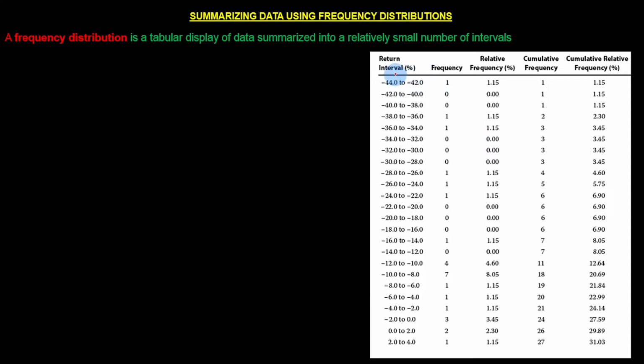And as you can see, we have a number of intervals here and a bunch of other columns that we will talk about all of them in detail later, and how to make one. And you will see how useful it can be when we are dealing with a lot of data. Without summarizing it using frequency distributions, it is going to be very difficult to find out any important information about the data.